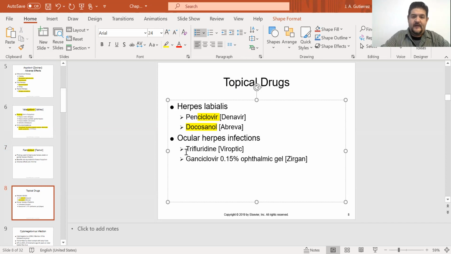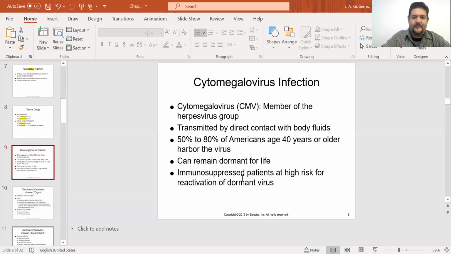Also, we have herpes infection in the eye. So we have presentation as eye drops. We have ganciclovir, so this is an easy one to identify right away, cyclovir to treat herpes infection, and trifluridine. And same thing, as soon as the patient has symptoms of that burning sensation, very characteristic of herpes, then they have to start using those drugs.